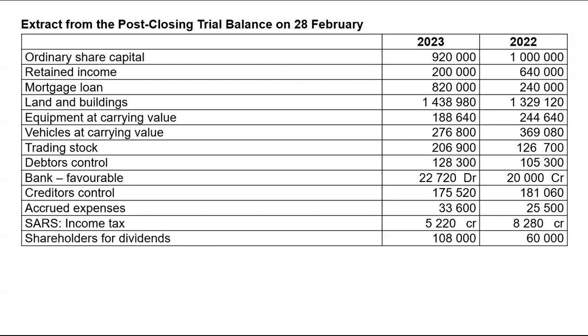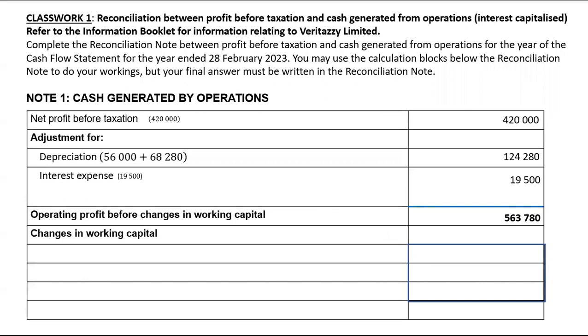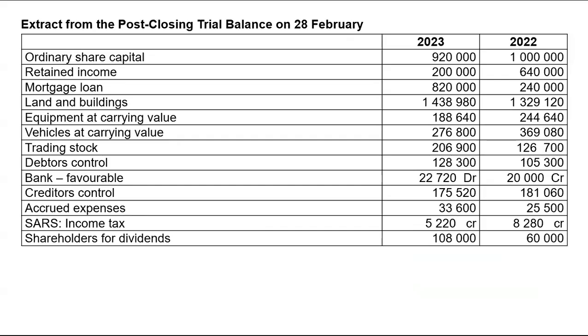Your inventory went up, and that is not good news. The fact that inventory went up means you purchased more. It resulted in a cash outflow. Hence, you will write it here as increase in inventory. In brackets, you will have 206,900, subtract 126,700, and your cash outflow from inventory will be 80,200. The next one will be trade and other receivables.